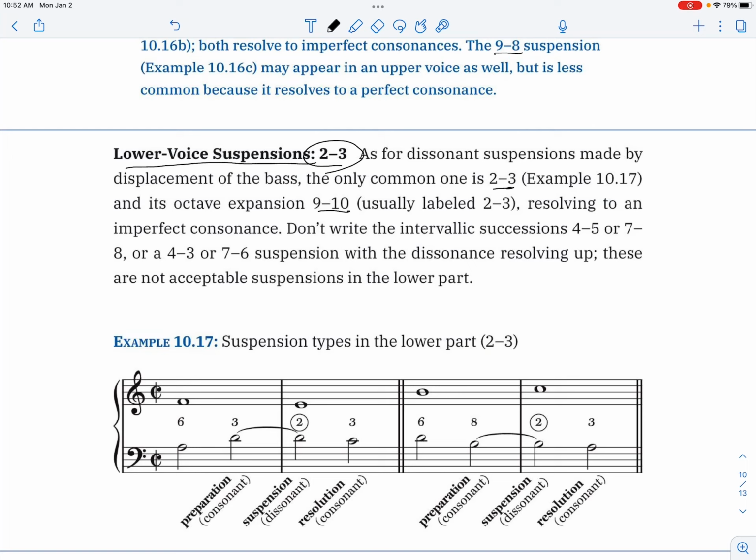So let's play this one here. That's a preparation, suspension into the second, and then resolve. The next one: suspension. So that's a 2-3 suspension. Again, this is marked by the interval.